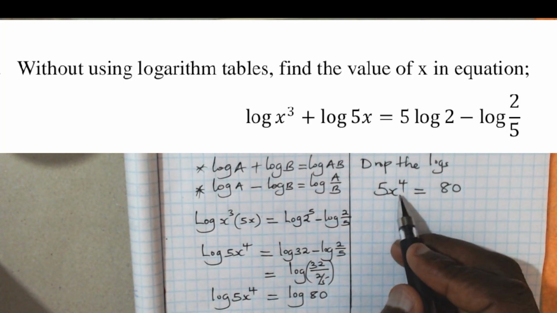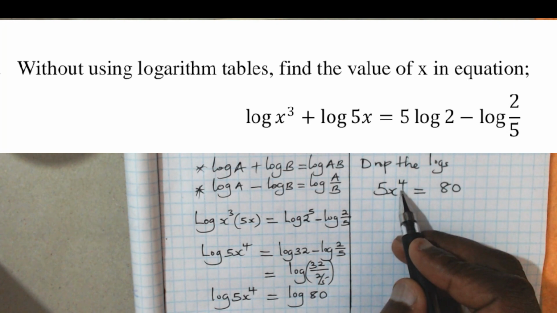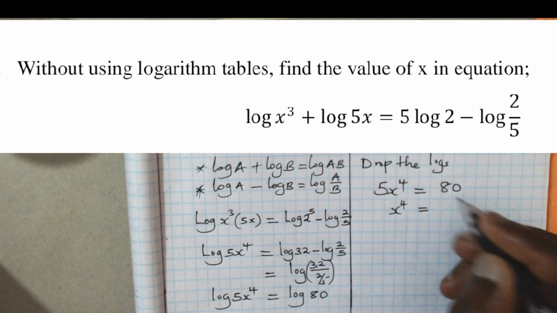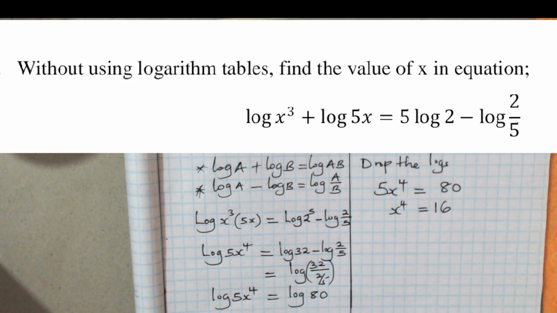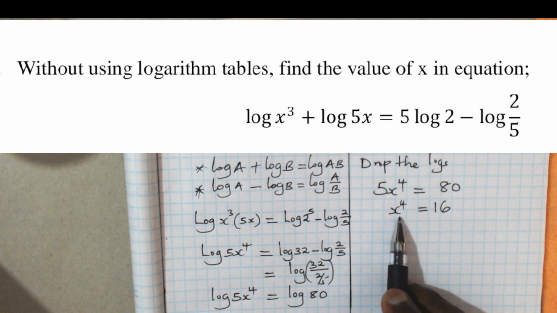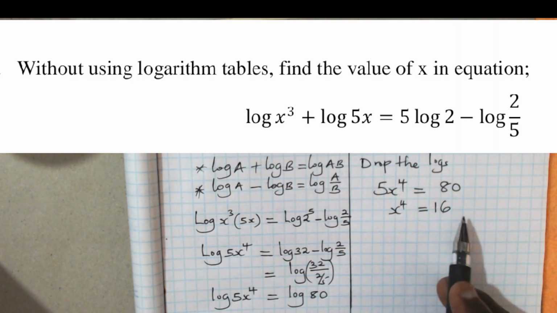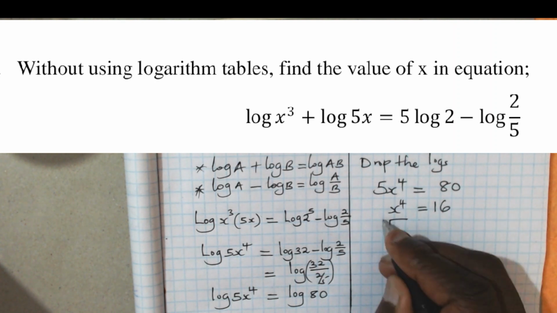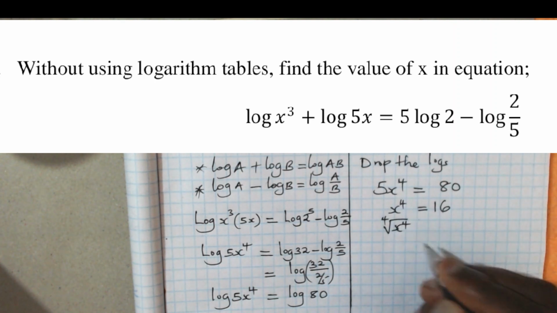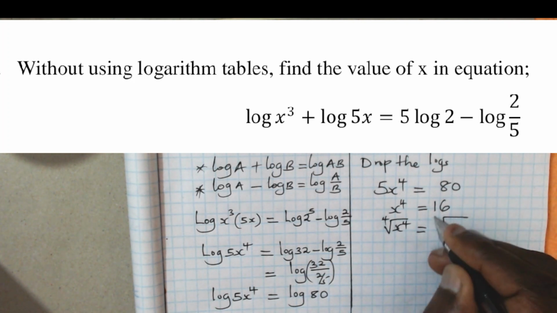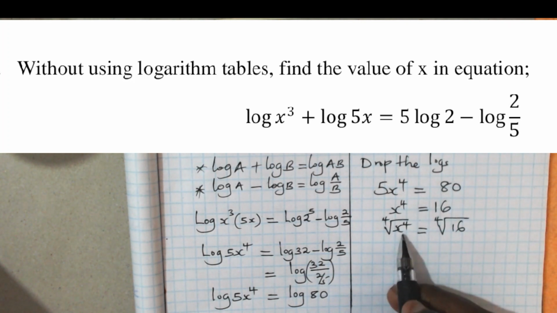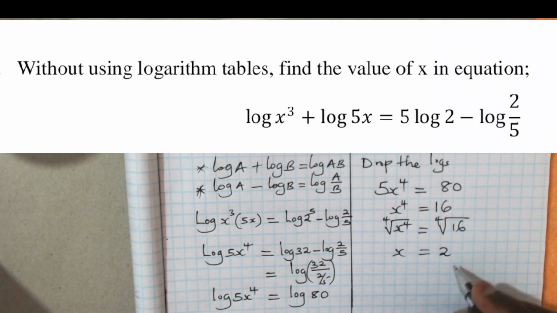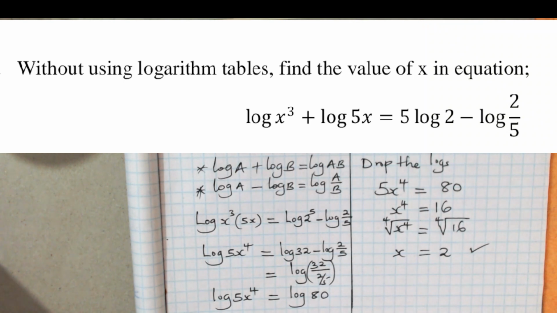Since you are finding the value of x, you can divide both sides by 5, so that you get x raised to power 4 is equal to 80 divided by 5, which gives you 16. For you to obtain x, and you have x raised to power 4, you get the fourth root of both sides. The fourth root of x raised to power 4 is x. Fourth root of 16 will be 2. So that is how you're supposed to solve that question.